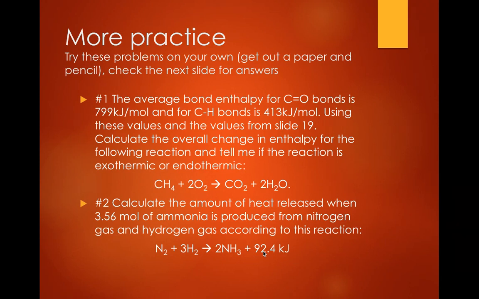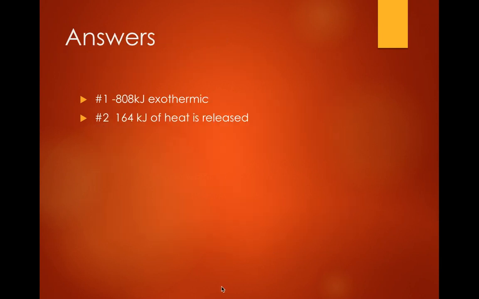Box 3, our units agree, right? And that's going to be the same as box 1. So that's what we're going to throw in that 2, because we have 2 moles of ammonia. So we multiply boxes 1 and 2. We have 3.56 times 92.4. And then we're going to just divide it all by 2. And that's going to give us 164.